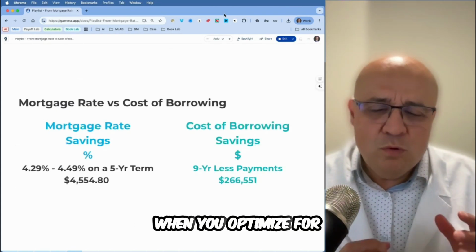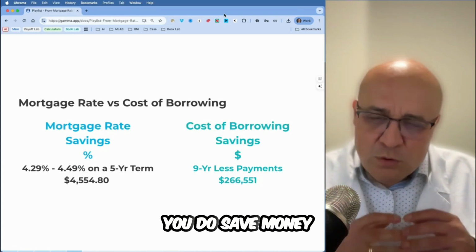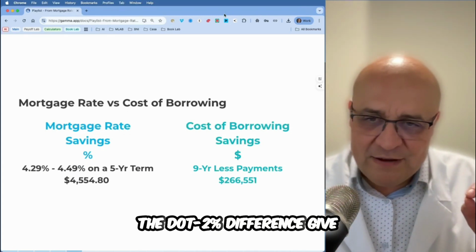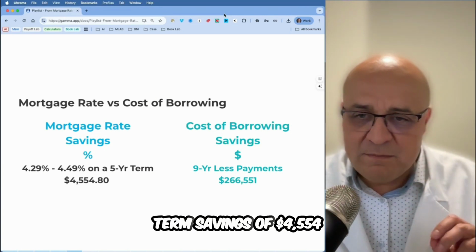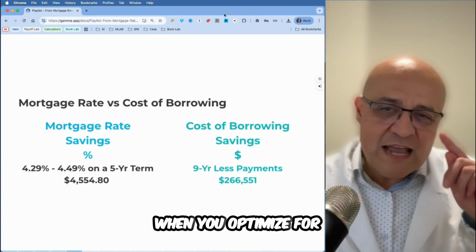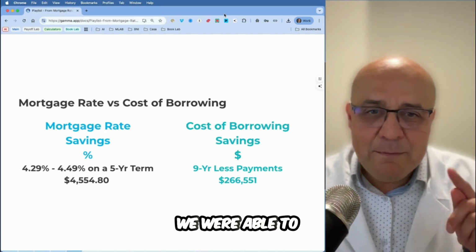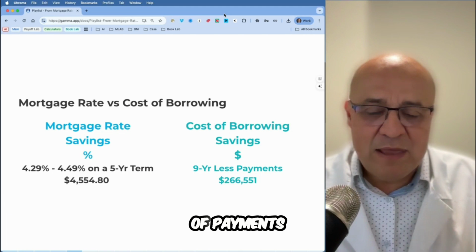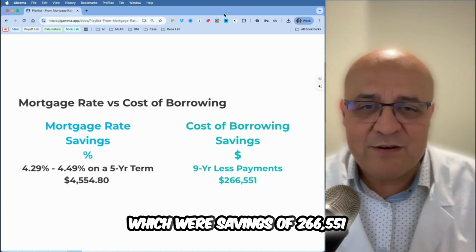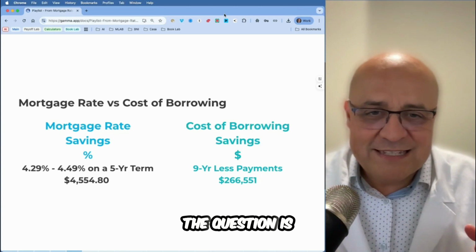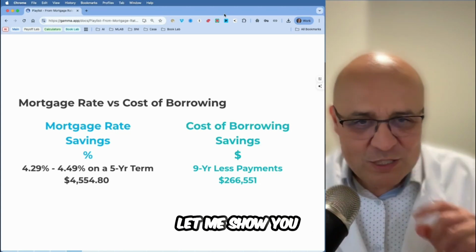Now, when you optimize for the mortgage rate, you do save money. In this case, the 0.2% difference gives us, on a 5-year term, savings of $4,554. When you optimize for the cost of borrowing, we were able to pay it off sooner, with 9 years less of payments, which were savings of $266,551. The question is, how do we do this? Let me show you in the next video.